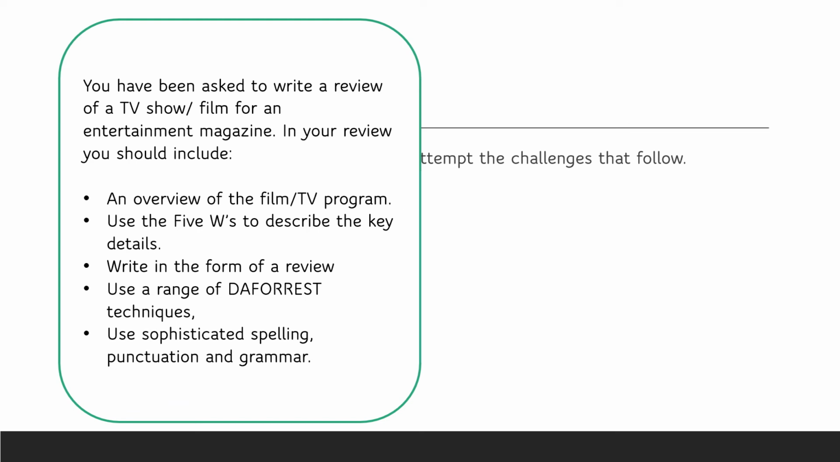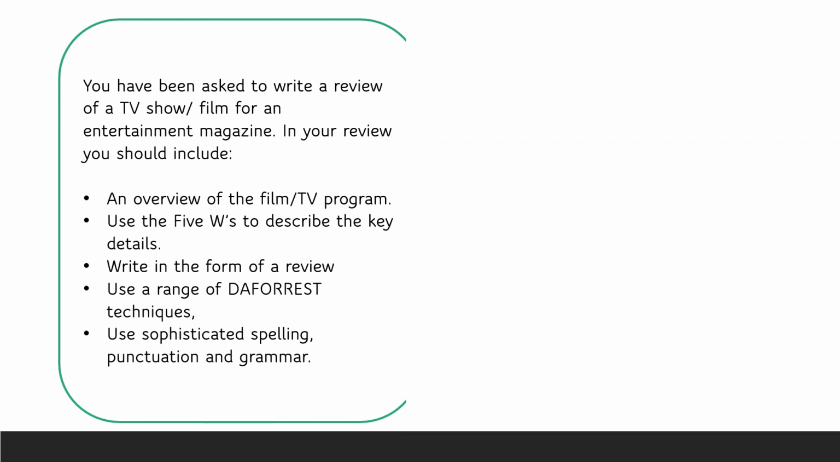Now a lot of these things, even though the features for a review are very typical for things like a star rating and things like that, most of these do follow the basic form of every writing task as well. So things like using your techniques, using sophisticated spelling, punctuation and grammar, writing in paragraphs, all of these are basic things you should be doing in every single writing task.